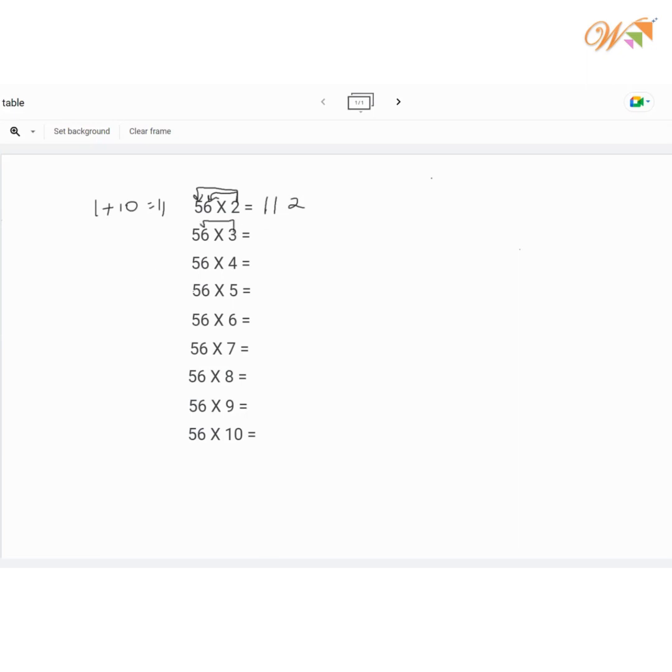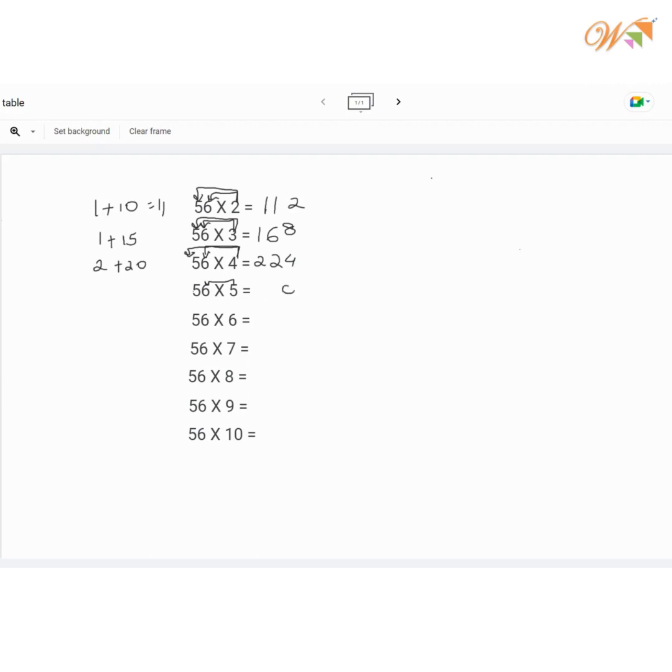Similarly, 3 times 6 is 18. So write 8 over here and 1 in your hand. And 3 times 5 is 15. So add 15 to this 1, you will get 16, right? 16 over here. Similarly, 4 times 6 is 24. So write 4 over here, 2 in your hand. And then 4 times 5 is 20. So 20 plus 2 is 22, right? 22 over here. And similarly, you can do it quickly.